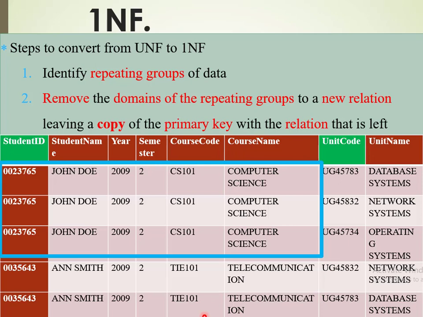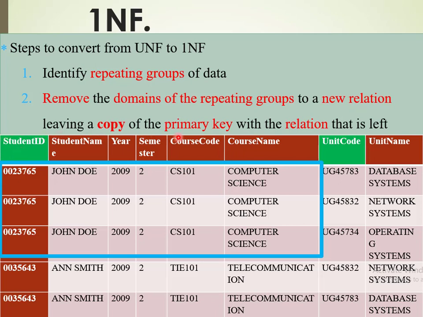So what happens when you identify that there is a repeating group? What you do is that you normally remove that whole set of fields that are forming the repeating group and you move them to a new relation. However, you need to remove a copy of the key with the relation that is left. In other words, what do we mean?